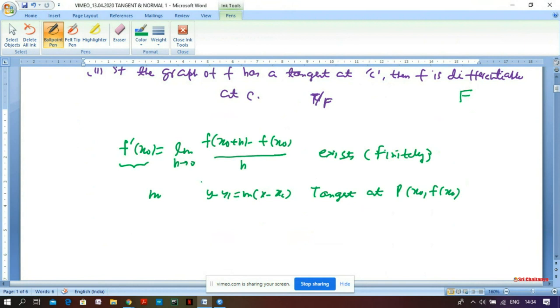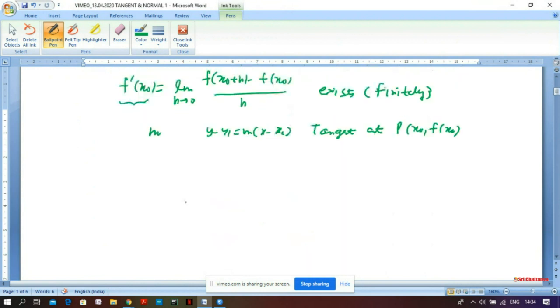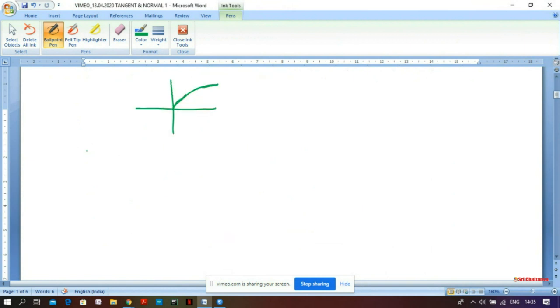When you come to the second one, why it is false: by definition, this slope is finite, so it can never be infinity. But we can have a case like this curve, where this line looks like a tangent to the curve, and it is a vertical line. For a vertical line, we have a different concept, so we will go over it. I'll write something called vertical tangent.